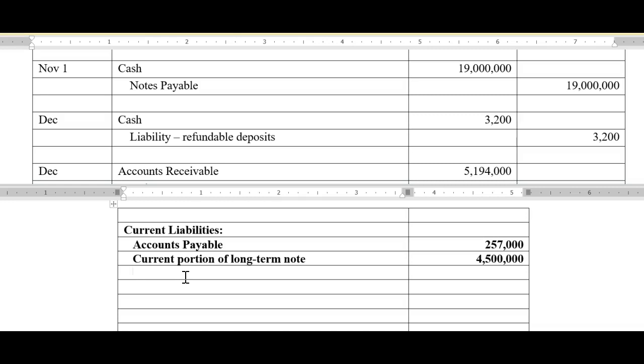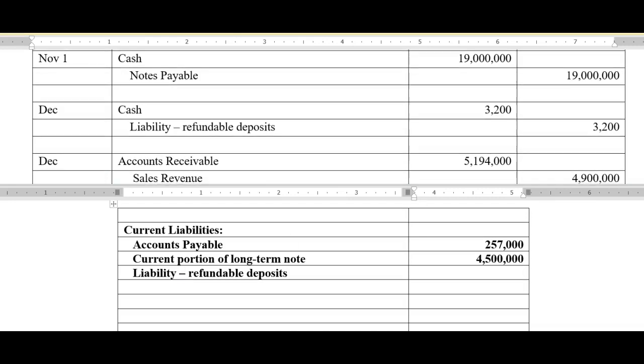What else? Well, the next thing we've got is this liability for refundable deposits. All of those are current because we do anticipate that they will be returned within the current period, within the next year. Now remember, we put $3,200 on, so that's what we would actually carry that account at because none of them have been redeemed. They were redeemed next year. So that would be $3,200 that we would need to put there. Again, remember our balance sheet date here is December 31st, 2018. So anything due within 1 year of that date.